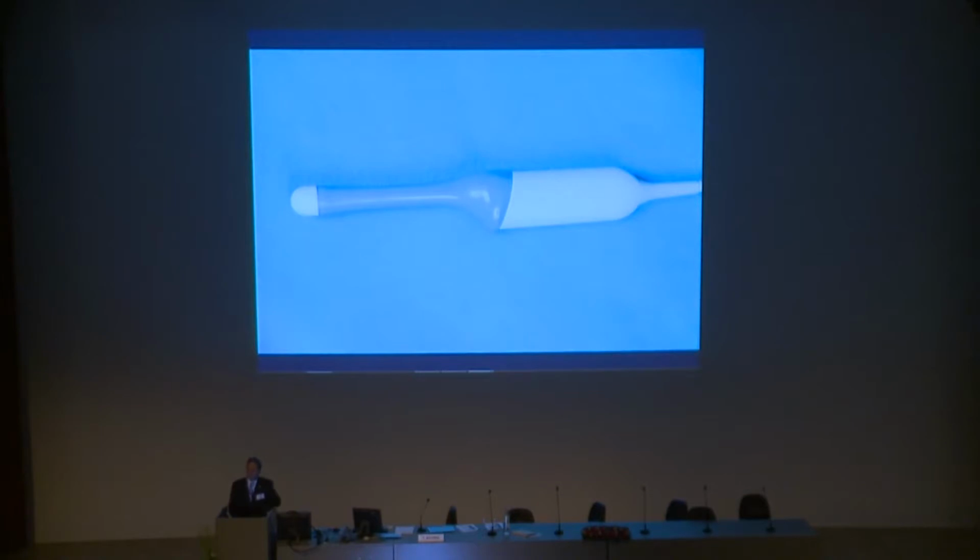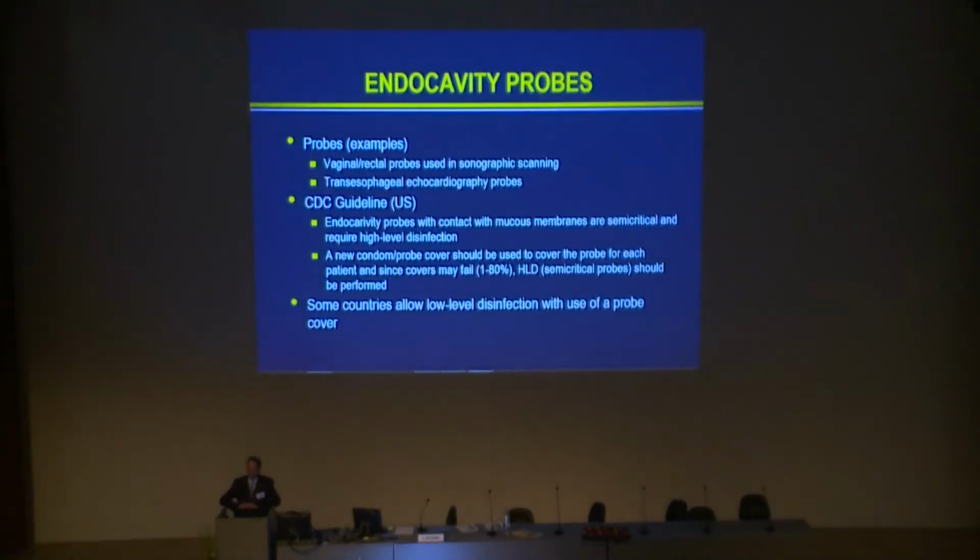This is a typical, of course, endocavity probe. Well, the probes are quite widely used in medicine. Obviously, vaginal and rectal probes are used in sonography scanning. You're all familiar with that. Transesophageal echocardiography probes are used for echocardiograms of the heart, and they're more sensitive than our transthoracic.